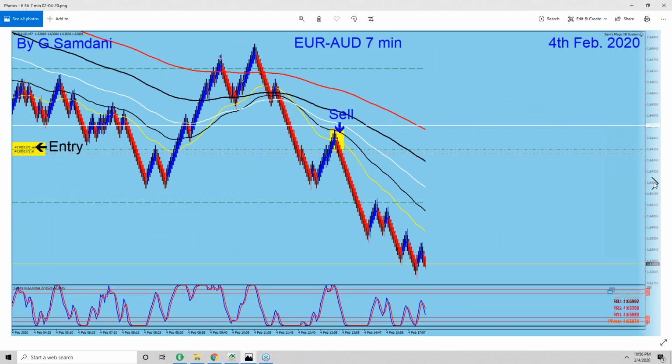Euro Aussie, and it went down, right? Beautiful short entry. Just the opposite. Look at the setup. It comes down here. It went there, down move. It goes into the wave. Blue candle turns into red.